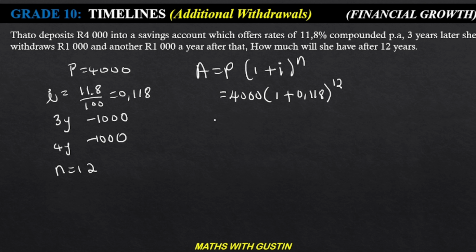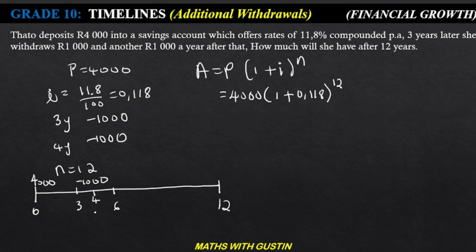12 years. You need to draw your timeline here. But the more you do this, you would realize that you can actually solve it without drawing a timeline. But I'm going to draw it for the sake of understanding. So in the third year, which is 3, 1,000 was withdrawn. Initial deposit was 4,000. And therefore, it means on the fourth year as well, another 1,000 was also withdrawn.